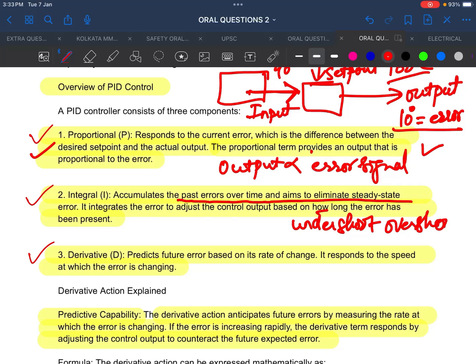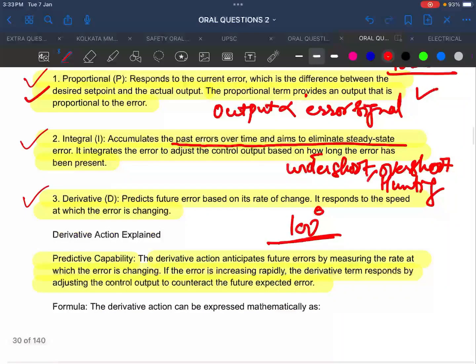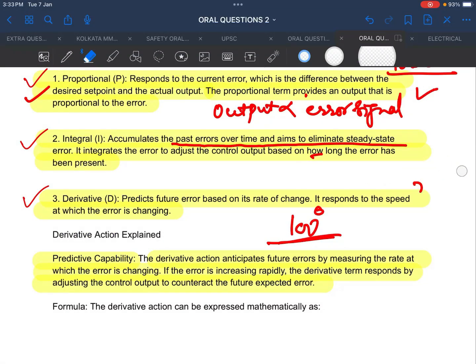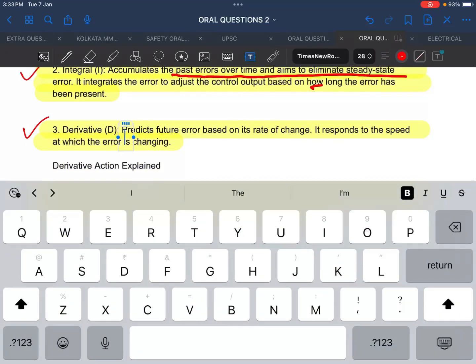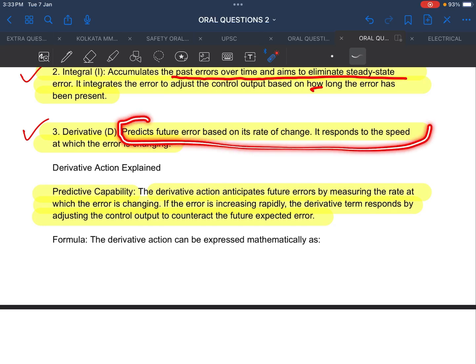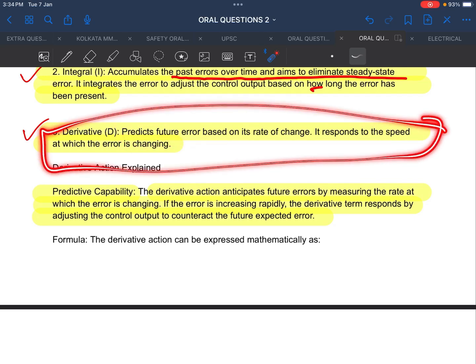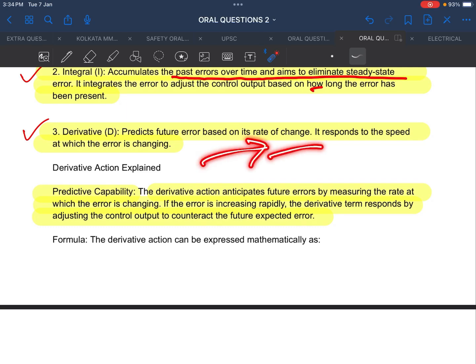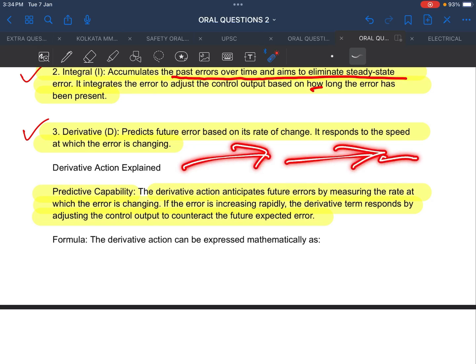Hunting you can easily understand, it means frequently changing something. The temperature requirement set point is 100 degree, it is frequently changing and our set point is not maintained, then this undershoot, overshoot and hunting is removed by the derivative controller. What they are doing, they just predict the future error, what is going to happen in the future, and with the present error, they accumulate all the error and after that predict this error and generate a control output which perfectly removes the error, but they cannot remove the steady state error, because this is for the undershoot, overshoot and hunting.